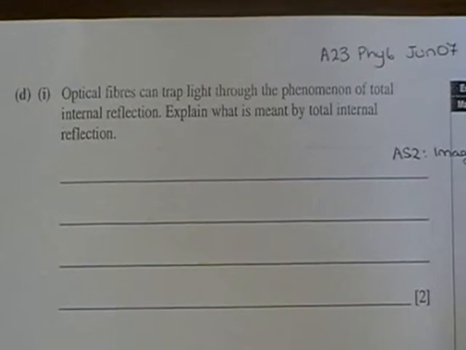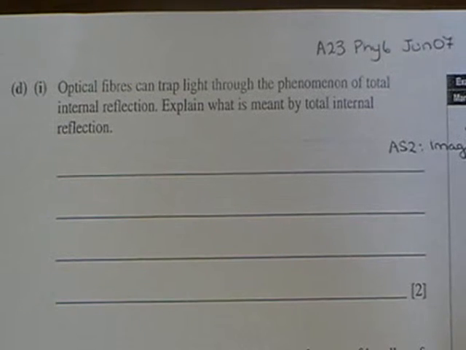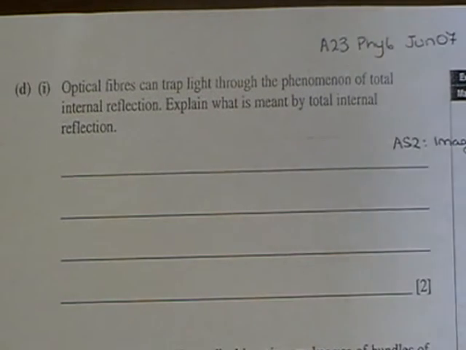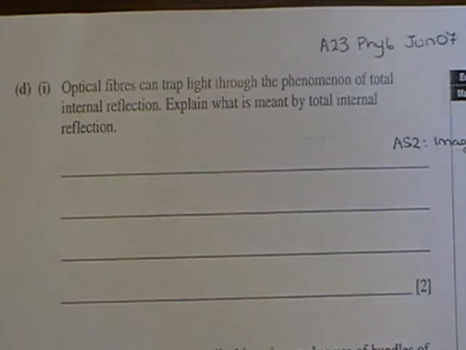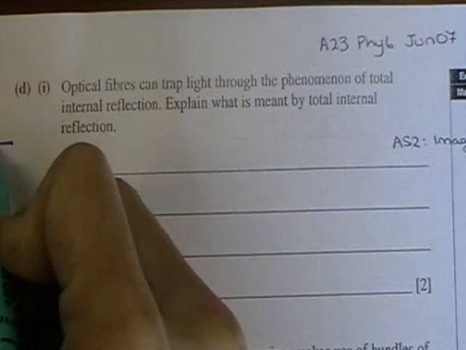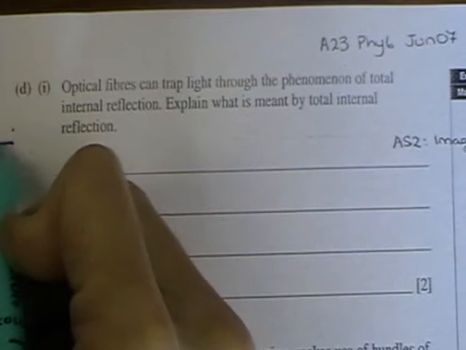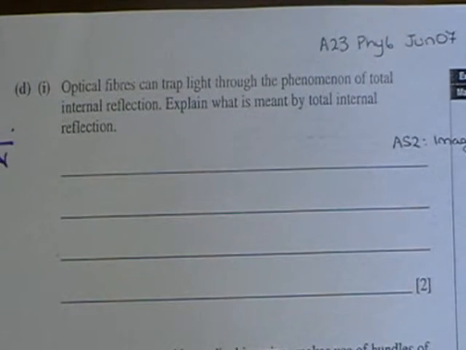The last question. Explain what is meant by total internal reflection. This is part D. So when light is reflected back at a boundary, is really what happens there. So if you have light coming from a dense medium to a less dense medium, and it's refracted away from the normal till it passes its critical angle, then it's totally internally reflected.